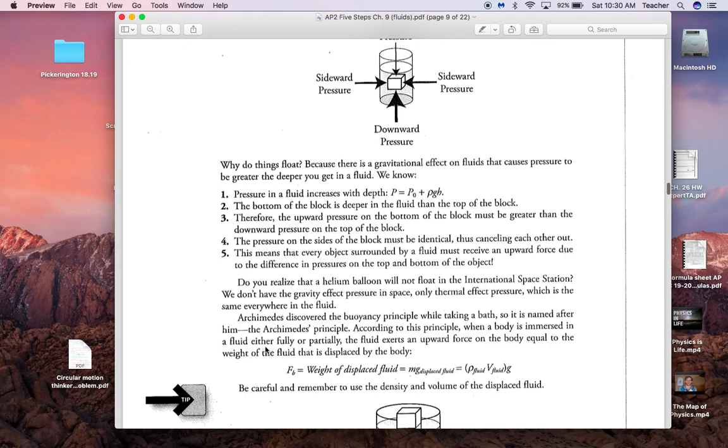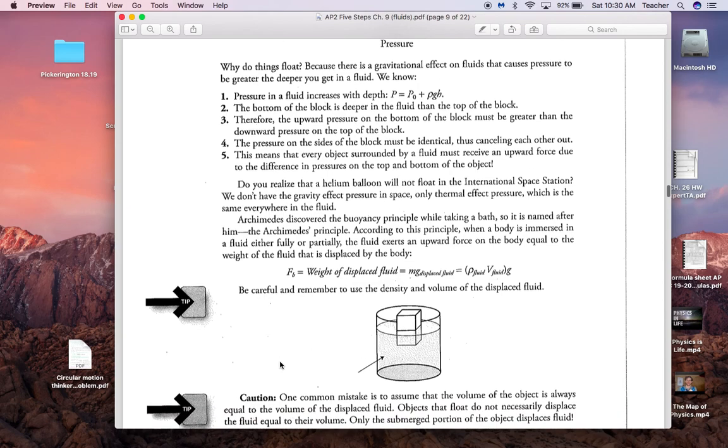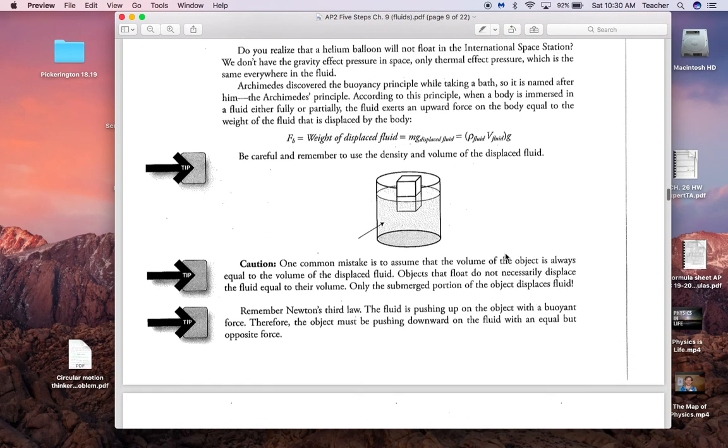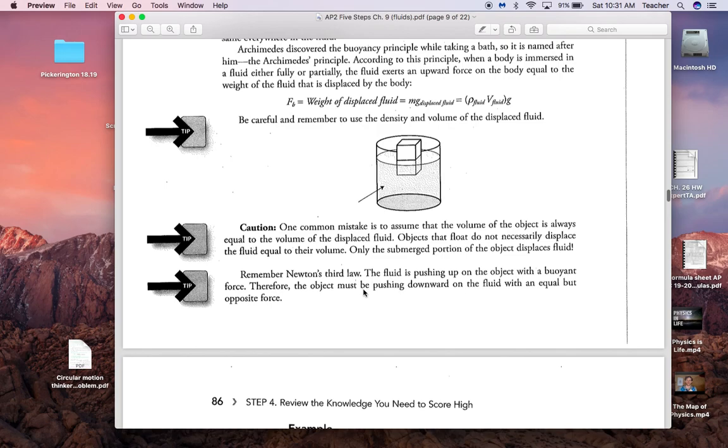So if a body is submersed fully or partially, the fluid exerts an upward force equal to the weight of the displaced fluid. That's rho of the fluid, V of the fluid times g. I think this is an easier way to think about it. Now, you want to be careful to use the density and volume of the fluid, not the object itself. Now, you might need information about the object's density and mass to figure out the object's volume, but it's the density of the liquid that's displaced and the volume of the liquid that's displaced that tell you the buoyant force. But if you know something's floating, that would obviously equal the object's weight. And a common mistake is to assume that the object's volume is equal to the volume of the displaced fluid. Well, again, if an object's floating, its volume is going to be greater than the volume of the fluid it displaces. And I already talked about Newton's third law.